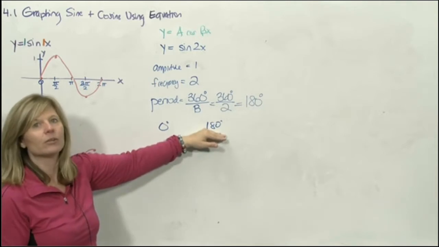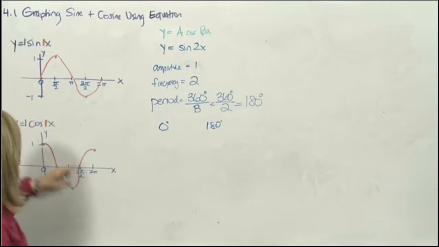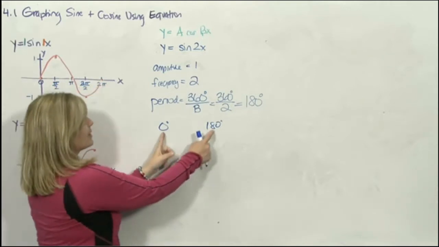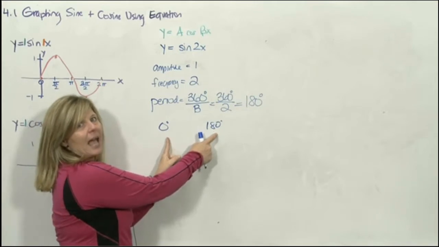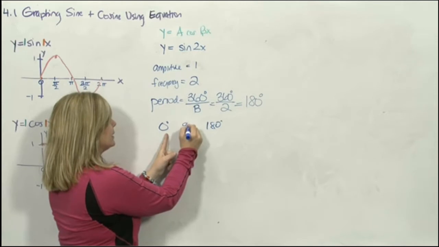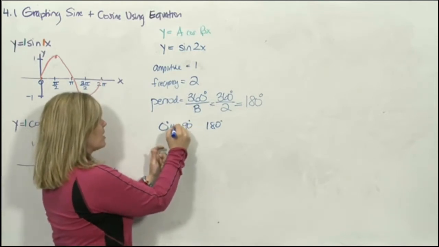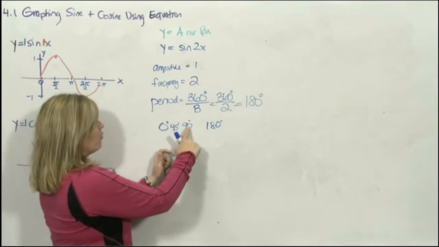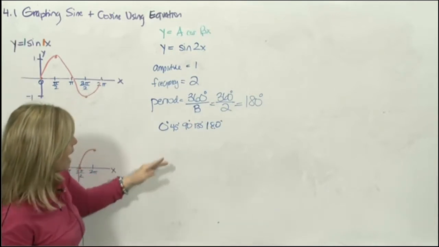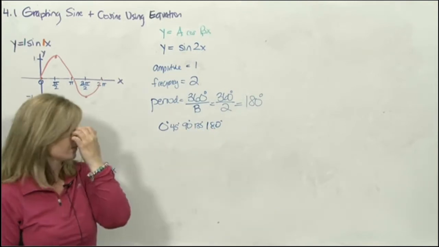That's the ending point. But how many points do you need to draw a good sine curve? You need 1, 2, 3, 4, 5. So you got to break this up to have 5 angles. So halfway between 0 and 180 would be 90. Halfway between 0 and 90 would be 45. Halfway between 90 and 180 would be 135. That would be the 5 angle measurements on your x-axis.